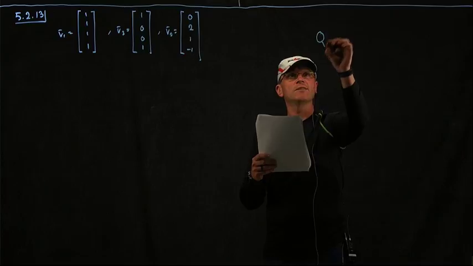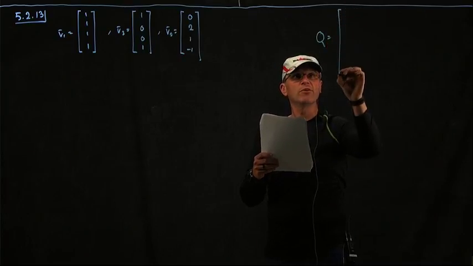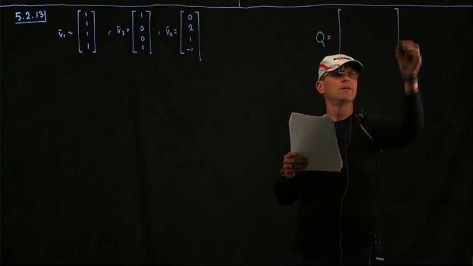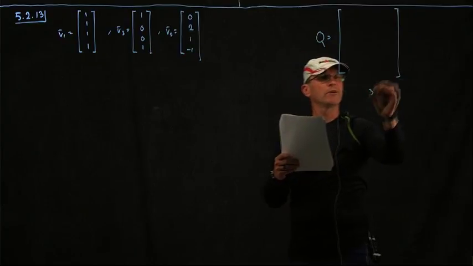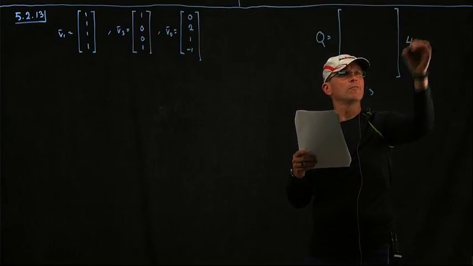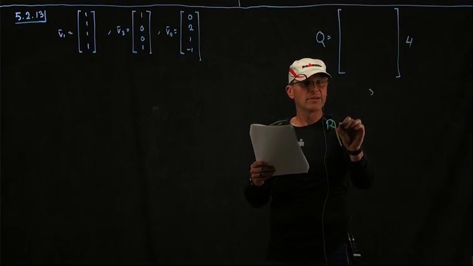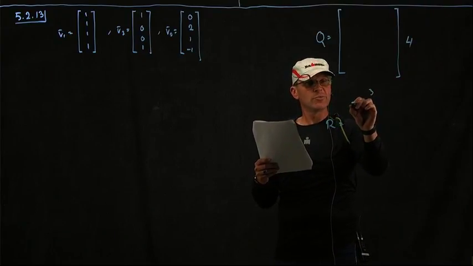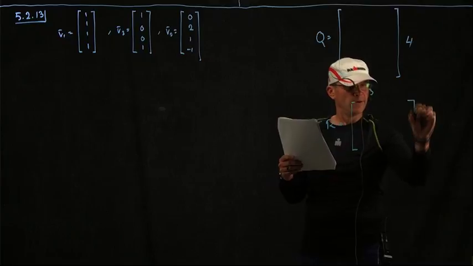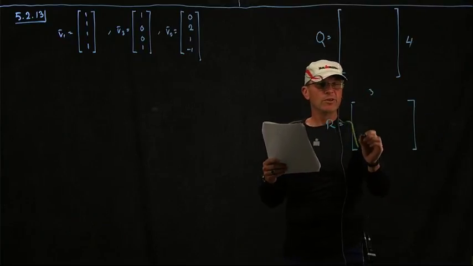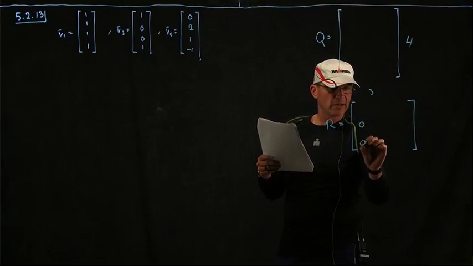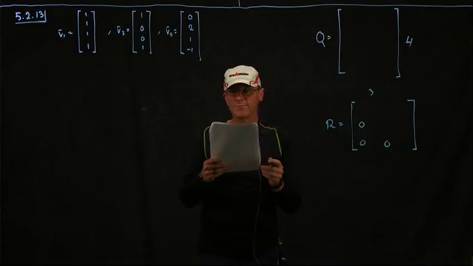So let's just set this up. We're going to have the Q matrix, which will have 3 columns, 4 rows, and we'll have the R matrix, which will be 3 by 3. It's going to be upper triangular, so we have zeros here.